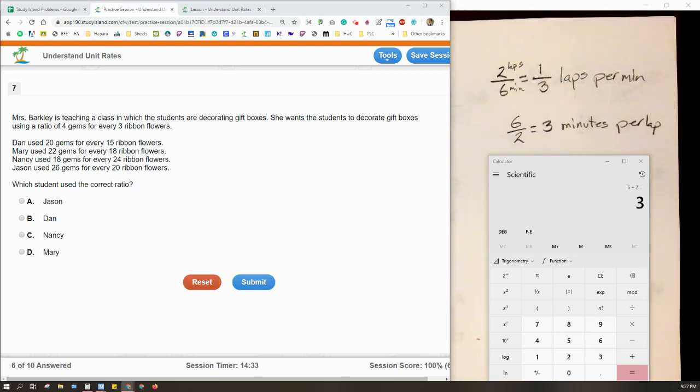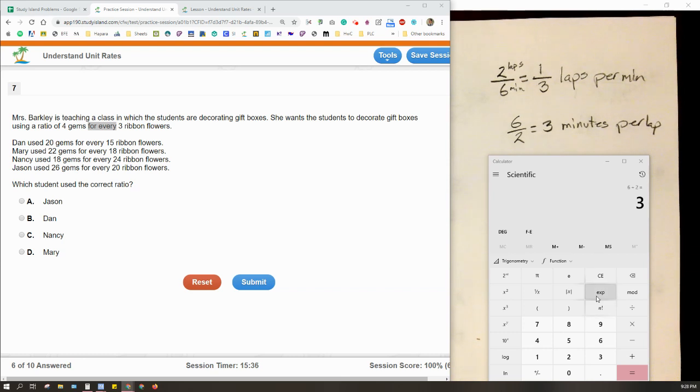Number 7, Mrs. Barkley is teaching a class in which the students are decorating gift boxes. She wants the students to decorate gift boxes using a ratio of 4 gems for every 3 ribbon flowers. Hey, remember when I said for every and per basically mean the same thing? So we've got 4 gems for every 3 ribbon flowers. Remember that. So what we're looking for is something where when we divide them, we get something equal to 4 divided by 3.